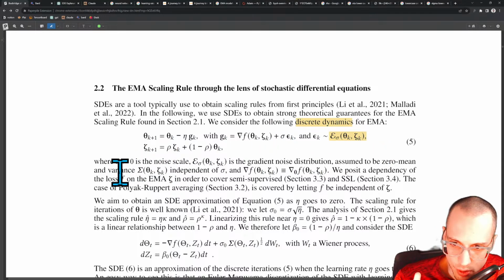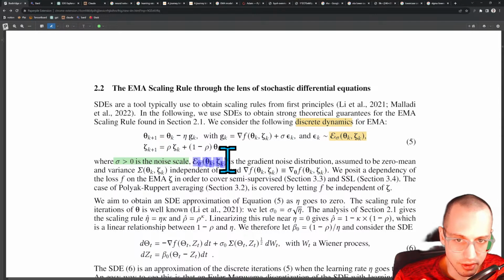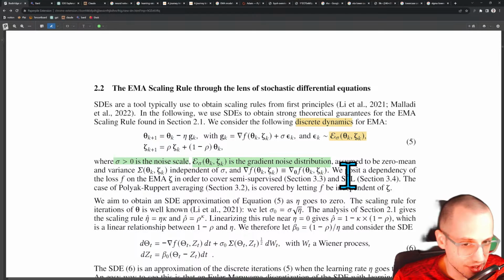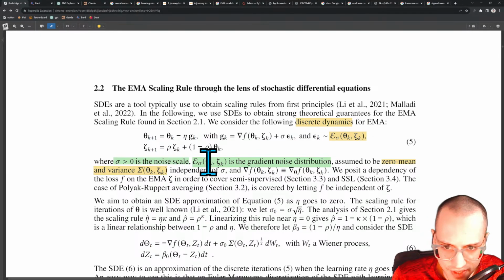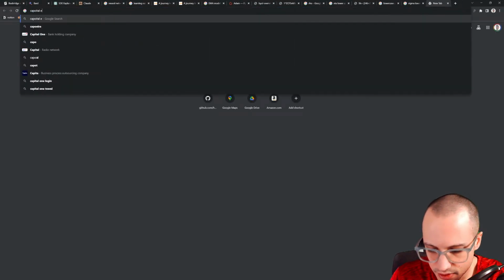So this sigma is going to be the noise scale. So how important is this noise term, right? And then this capital epsilon theta k, zeta k is the gradient noise distribution. So whatever this quote-unquote noise is, it's assumed to be distributed with zero mean and variance capital sigma. So if that's capital sigma, what is that? Capital eta?